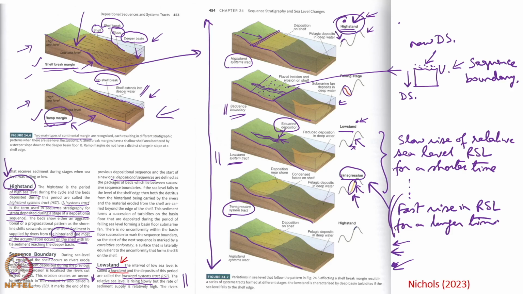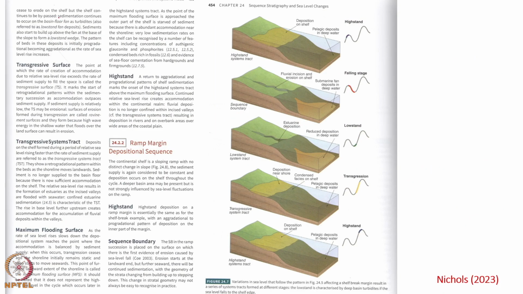The interval of low sea level is called a low stand, and the deposition of this period is called the low stand systems tract, LST. Sediment deposited during low stand will be called low stand systems tract. Sediment deposited during high stand will be called high stand systems tract. What happens during this phase? The sea level is rising slowly, but the rate of sediment supply is relatively high. The major sedimentation that takes place right now is the basin floor fan. This is the basin floor fan.